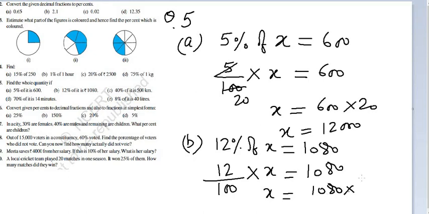If you solve it, X equals 1080 into 100 upon 12. The 100 goes up and 12 will come down. 12 nines are 108, so it is 90. So 90 into 100 is 9,000. So 9,000 is the total quantity. Now we do the C part, that is 40% of it. Again it is X equals to 500.